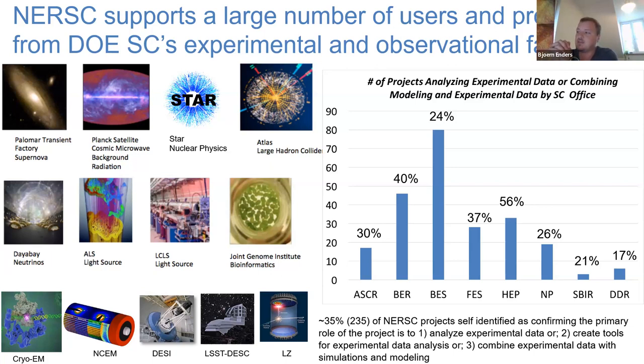This slide describes mainly that NERSC deals with a lot of projects that self-identify their primary role as either analyzing experimental data, creating tools for data analysis, or combining experimental data with simulations and modeling. And not only do these projects do this kind of work, which is very data-centric and based on analysis, they also come from facilities themselves. They are user groups from, for example, LCLS, the Linac Coherent Light Source at SLAC, or the Advanced Light Source here at Berkeley Lab, or the National Center for Electron Microscopy here at Berkeley Lab.